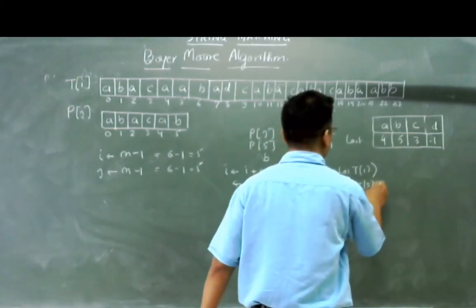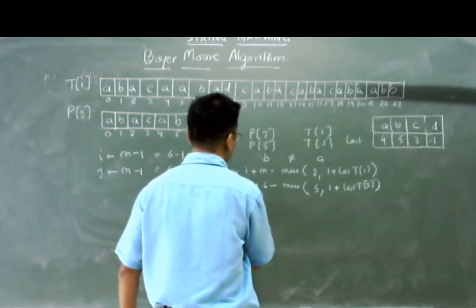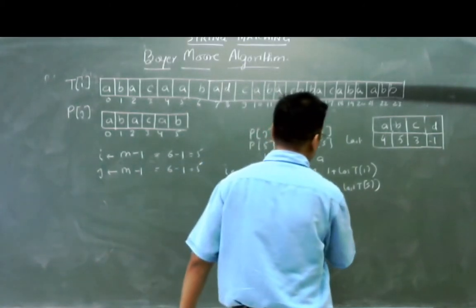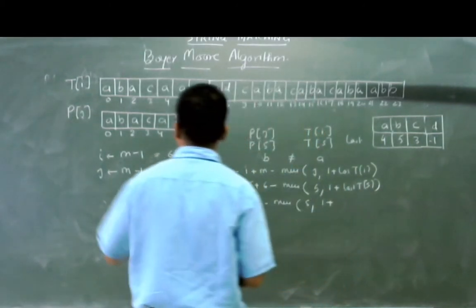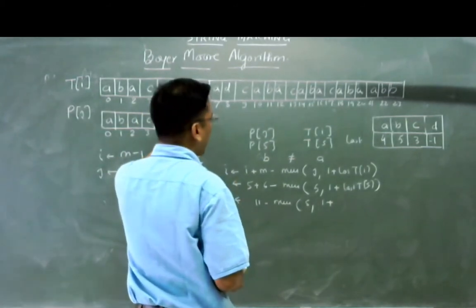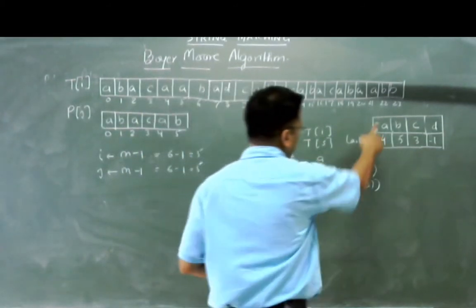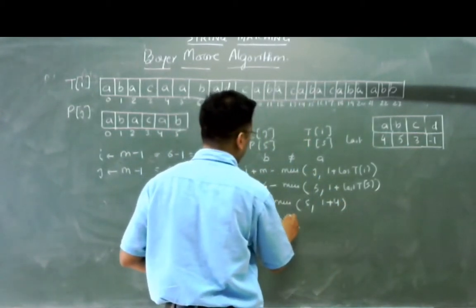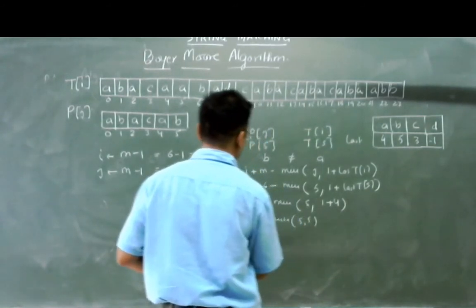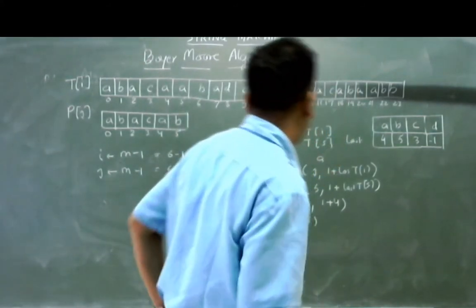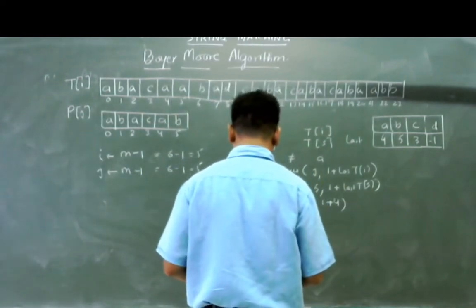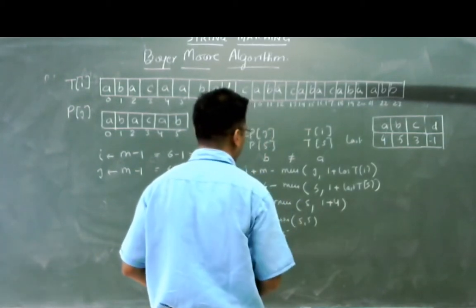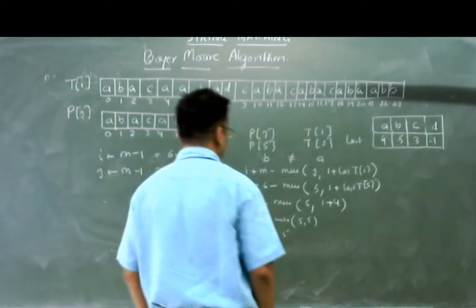So last of 5, right? So that would be equal to 11 minus minimum of 5 comma 1 plus last of T5. T5 element is equal to A. So last of A is equal to 4. So that would be equal to 11 minus minimum of 5 comma 5. So in this case, the last of it will be 11 minus 5, minimum of 5 is equal to 5, so that would be equal to 6, right?